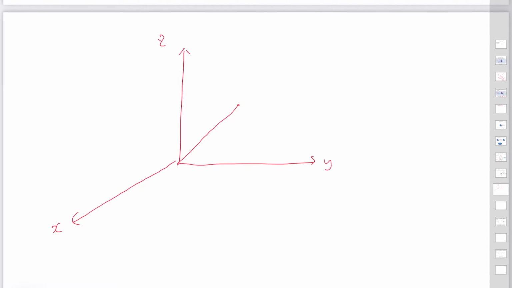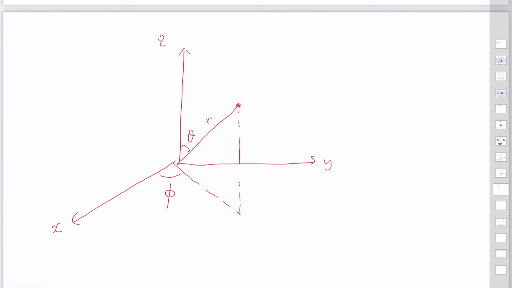R is the distance from the origin, theta is the angle, and for phi, you find the projection of the point onto the xy plane. Then draw the line connecting the origin to the projected point, and find the angle of this, which is phi. So to describe this point, you could use x, y, z, or you could use r, theta, phi. This is one of the methods to describe positions in 3D space.